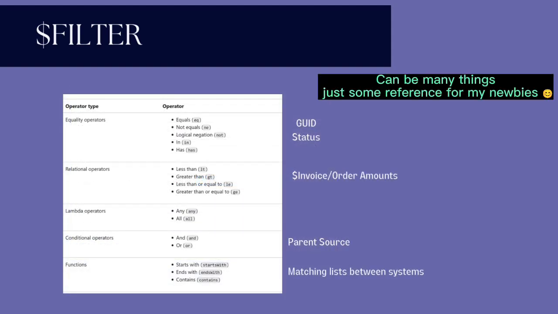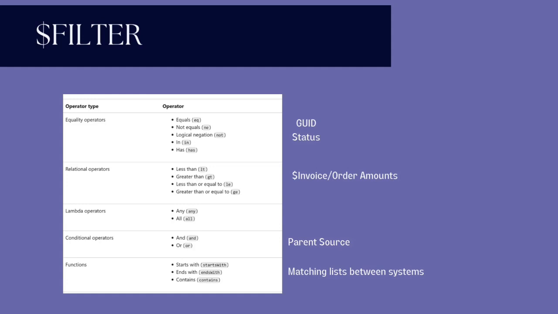The equal operators I usually use for GUIDs or statuses. Relationals will let me filter on invoices or amounts. The conditional operator AND is for parent source, and the functions will allow you to match lists between systems.